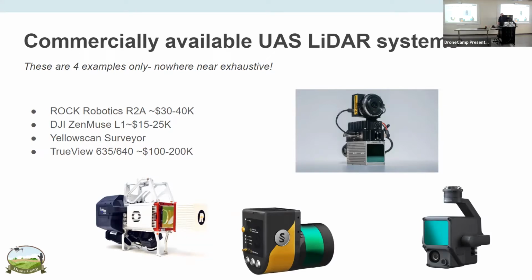The DJI Zenmuse L1 again is down here. That can go on the M300 only. So it's a DJI specific LiDAR and cannot go on any of their earlier drones, only on the M300. This is the YellowScan Surveyor. This is the TrueView system. It's based on the miniVUX. You see, they're all different sizes. This can go on something as small as an M300. This one, you've got to have an M600 or bigger to carry.